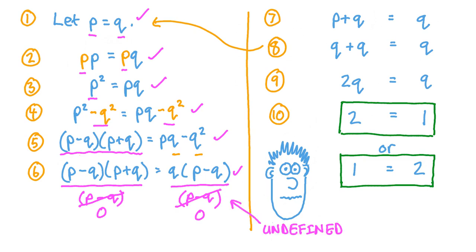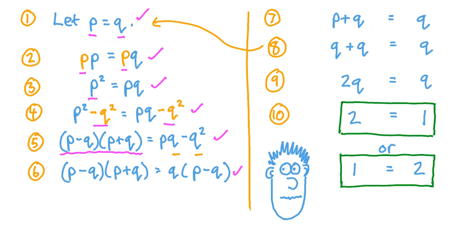For example, what's 1 divided by 0? Well, it doesn't matter how many times you add 0 to itself, you're never going to reach 1. Anything divided by 0 is undefined. So when you divide things in equations, you really must check that what you're dividing by is not equal to 0.